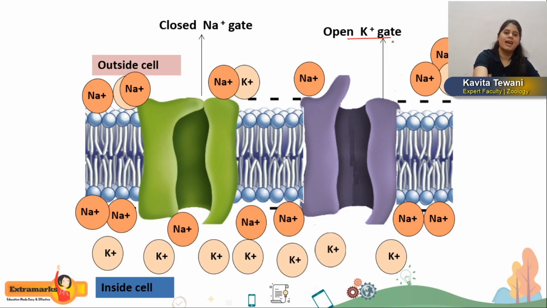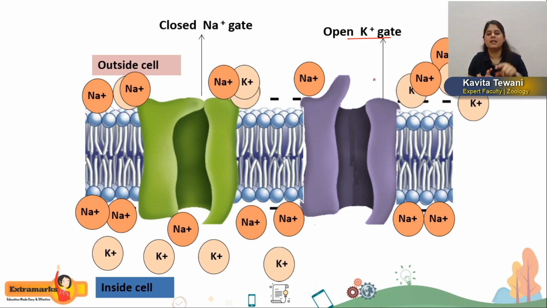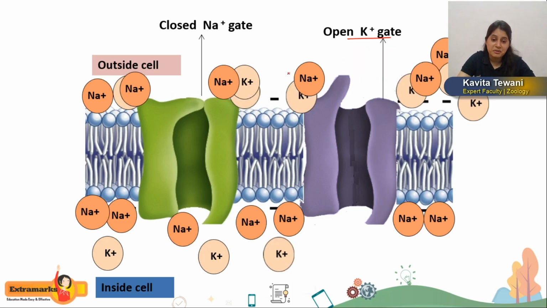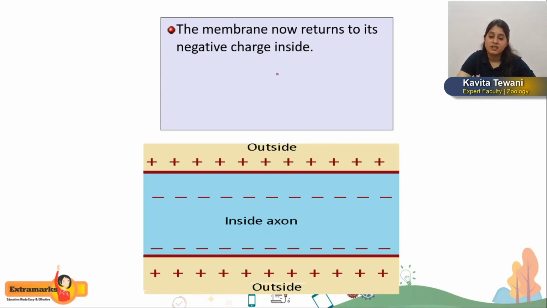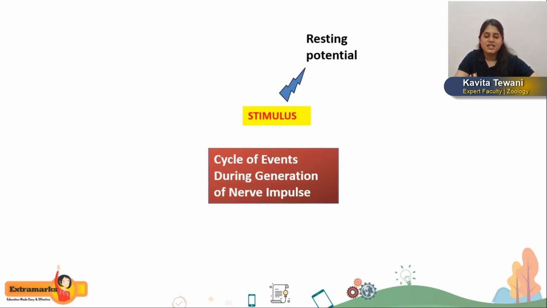Do you want to see it again? Yes, you can see it again. Why are these purple colored gated channels letting the K plus ions go out one by one? This whole process is called outflux of K plus ions, outflow of K plus ions. The membrane now returns to the same configuration, outside positive charges, inside negative charges. This was the third step, that is repolarization.